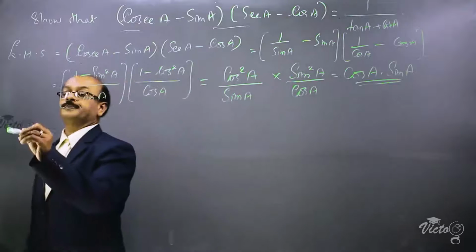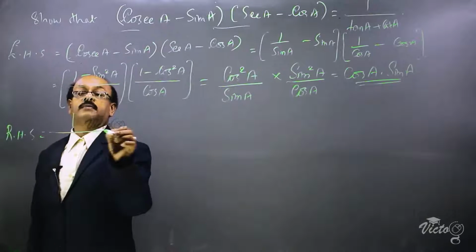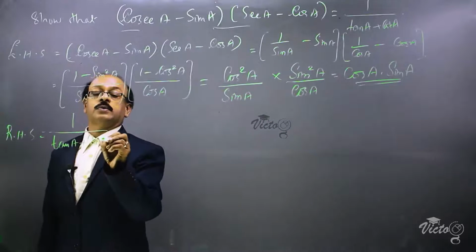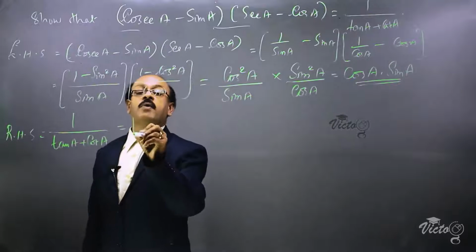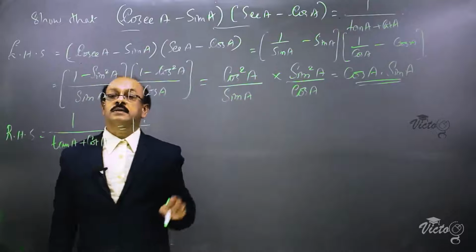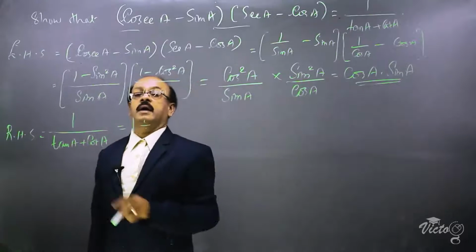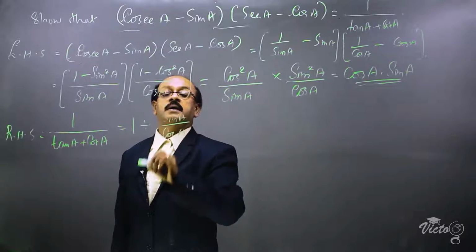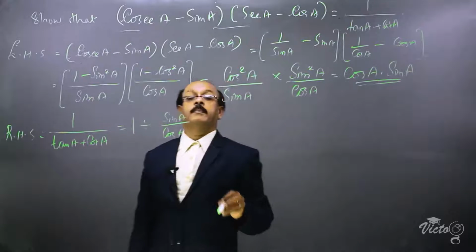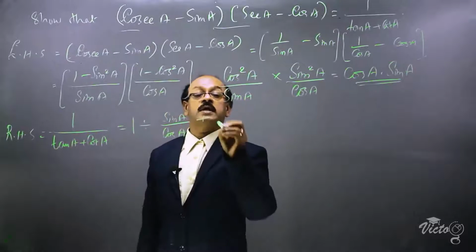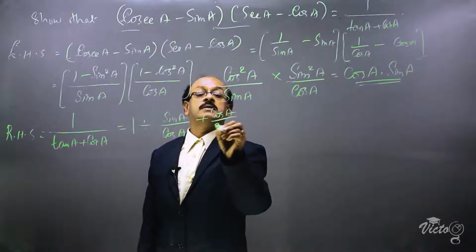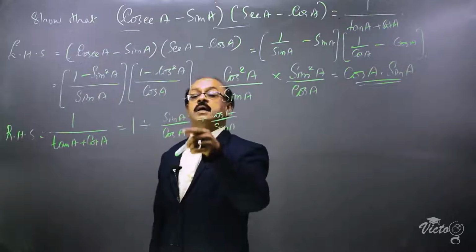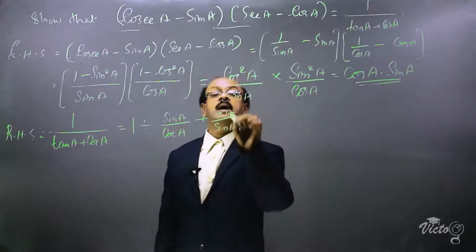RHS is equal to 1 divided by tan A plus cot A. This is equal to, we can write it as 1 divided by, we are using the symbol of the division, 1 divided by tan A. What is tan A? It is sin A by cos A. Remember the identity, tan A is equal to sin A by cos A, plus, what is cot A? It is cos A by sin A. Since cot A is the reciprocal of tan A, if tan A is equal to sin A by cos A, then obviously cot A will be cos A by sin A.